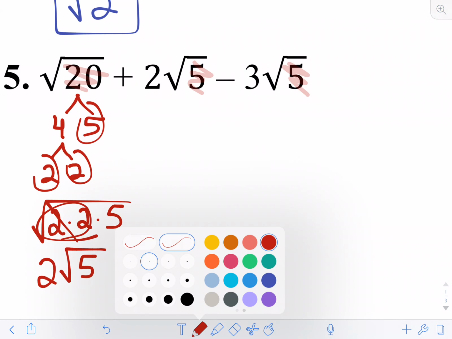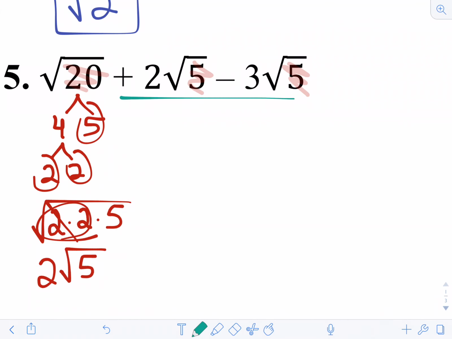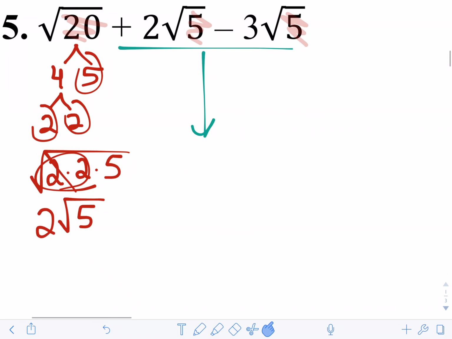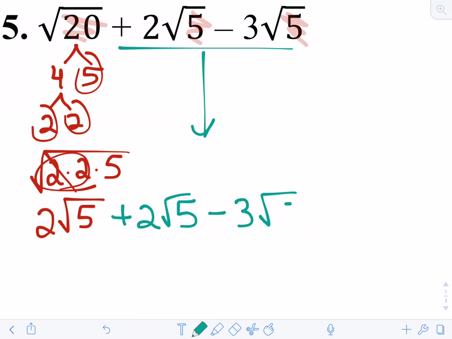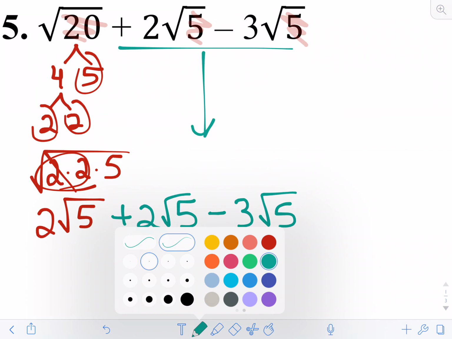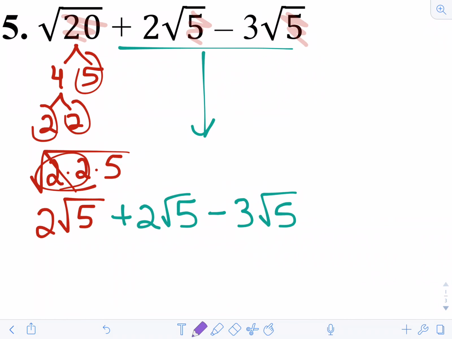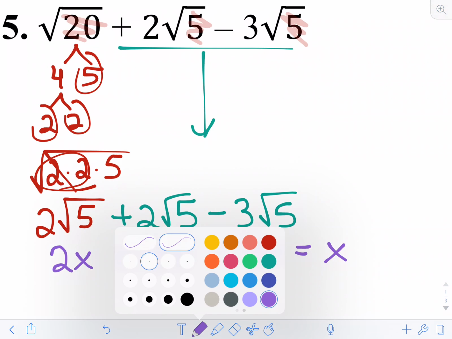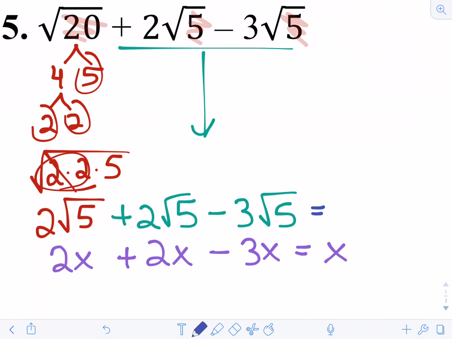So I'm going to go ahead and I'm going to copy all of this stuff. I'm going to just bring it straight on down. So I have plus 2 square roots of 5 minus 3 square roots of 5. Okay, and again, if it messes you up having that square root, rewrite this like this. 2x plus 2x minus 3x. Okay, when you combine these, 2 plus 2 is 4. 4 minus 3 is 1. You just have 1x. Well, here, it's the same type of thing, except you have a square root of 5.